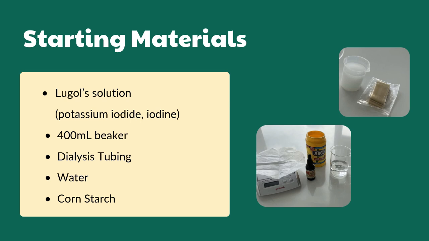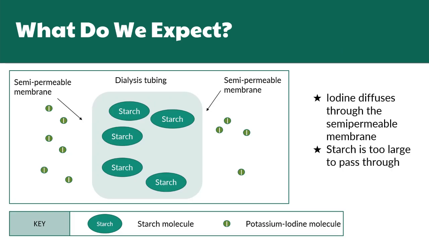To make the potassium iodine solution, we mixed 40 drops of Lugol solution with 350 milliliters of water in the 400 milliliter flask. This diagram is to show the expected outcome of our experiment. As time passes, the iodine solution is expected to travel through the dialysis tubing, while the starch remains inside the tubing. As the iodine molecules travel into the tubing, the starch will react to it, turning a dark purple color.